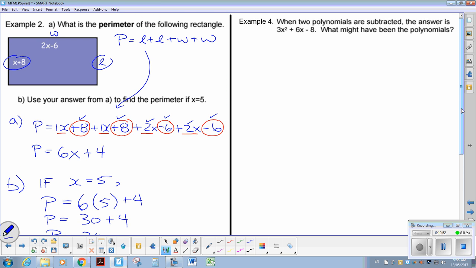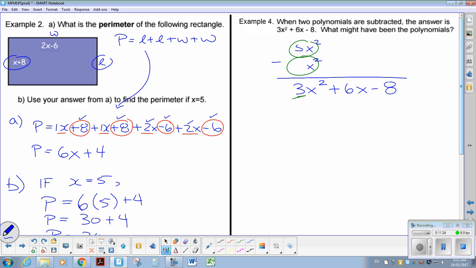Next example, number 4. When two polynomials are subtracted, the answer is that. What might the polynomials be? This is why I like the stacked addition, because one polynomial minus another is going to give me 3x squared plus 6x minus 8. So we just have to figure out what subtract what will give me 3, because I know they're both going to be x squareds. All right.